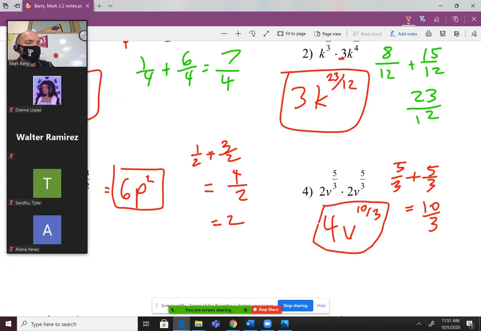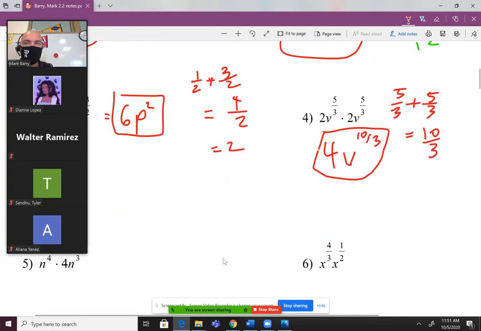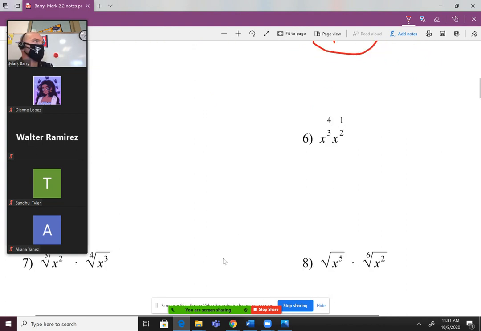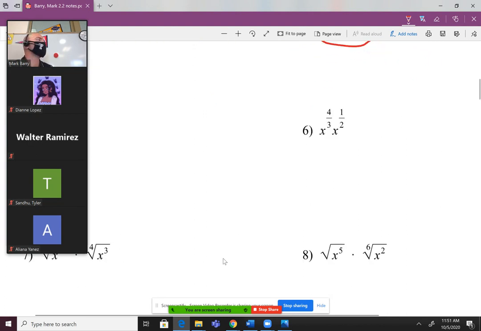All right. So I got 2 times 2 is 4. And then v to the power of, I had to add the exponents together. 5 over 3 plus 5 over 3, give me 10 over 3. Awesome. All right, let's continue on here.